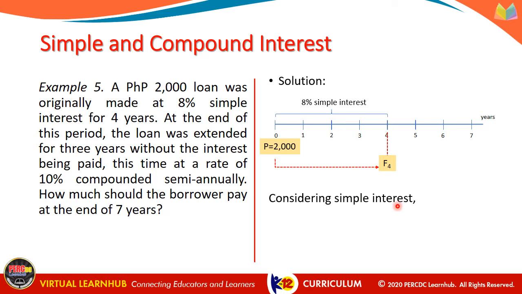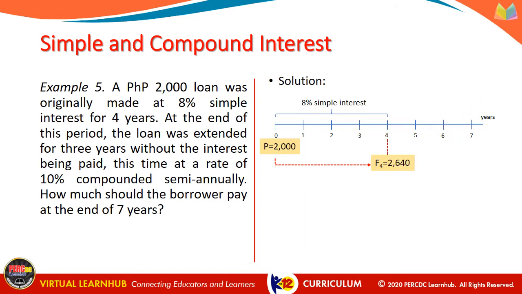To compute for this value, we will consider that 8% simple interest will apply. Considering simple interest, F sub 4 is equal to P times quantity 1 plus I times N. Substituting the values, 2,000 times quantity 1 plus 0.08 times 4, that is equal to 2,640. This is the amount that the borrower has to pay after 4 years. Unfortunately, he wasn't able to do so, so the loan was extended for 3 more years.